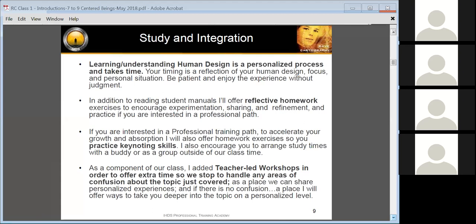I'm also going to encourage you to arrange study times with a buddy or as a group outside of our class time. And then as a component of our class, when I say teacher-led workshops, that's where we're going to hopefully address some questions. So if you post a lot of questions on the forum, this is probably something you need to know about me right up front.